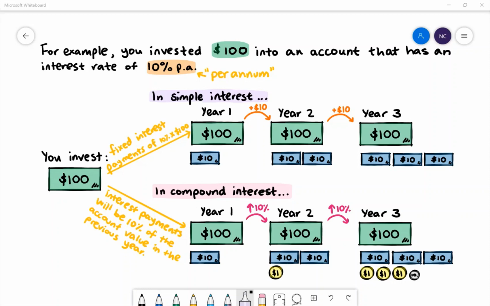In the third year, the interest payment is 10% of $121, which is $12.10. The value of the account after 3 years will be $121 plus $12.10, which is $133.10. Using compound interest, your money will grow faster and faster. Let's take a look at some examples.